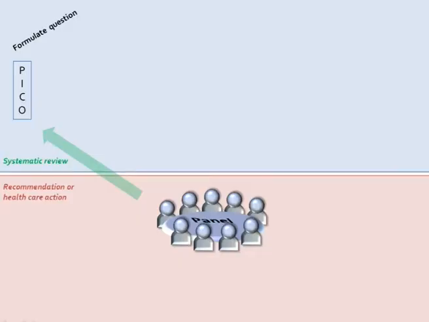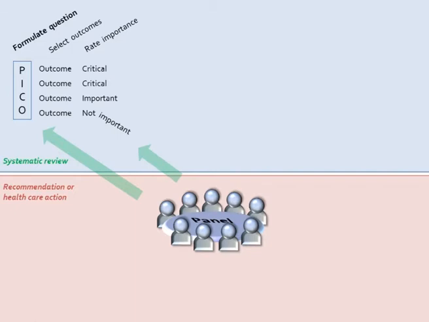It starts with developing a clinical question. A clinical question is identified by defining the population, the intervention, the comparator, and the outcomes that are of relevance. So the PICO framework is a fundamental underlying principle for the GRADE process. It applies to any sort of questions, including diagnostic interventions.